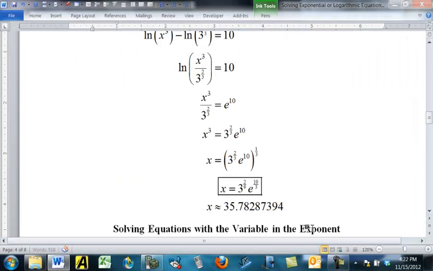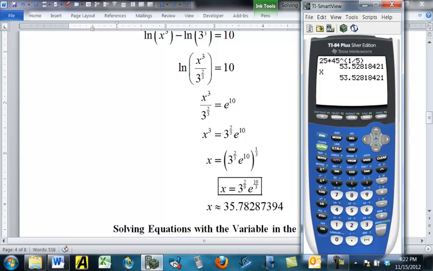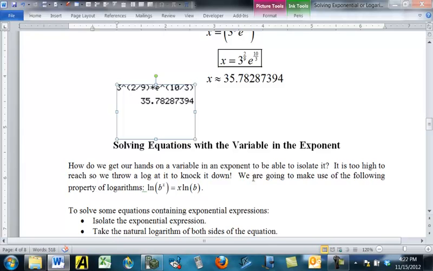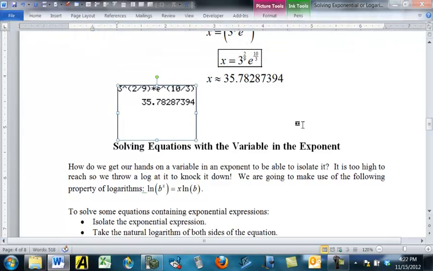Let's check the approximate value with the calculator. It should be 3 to the power 2/9 times e to the power 10/3. And sure enough, that's what we just came up with.